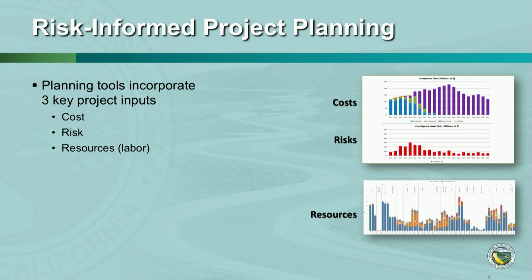The other relevant risk-informed process that the ad hoc group is interested in is this: when we do these risk assessments, we come up with issues that turn into proposed projects. We do have a risk-informed project planning and prioritization process that we incorporate into our near-term and longer-term planning cycles. And these planning tools incorporate three key inputs: the proposed cost of the project, the risk addressed by the project, and the internal resources required to perform the project.